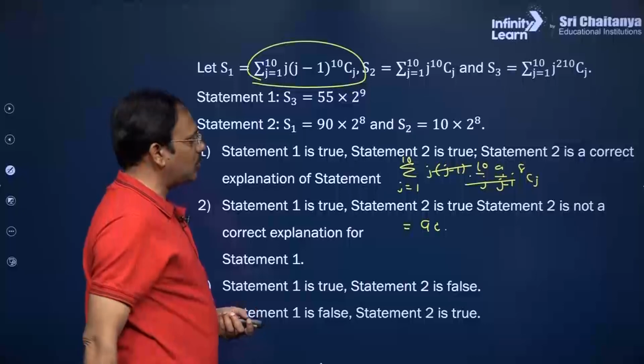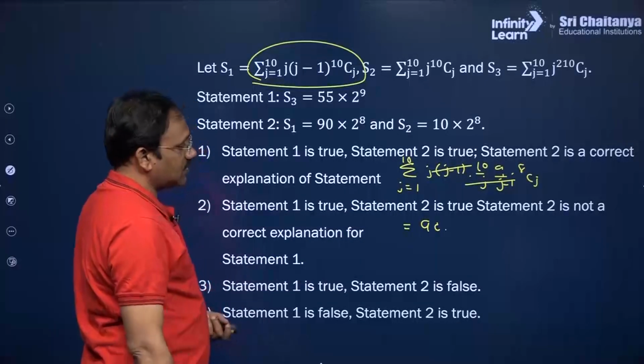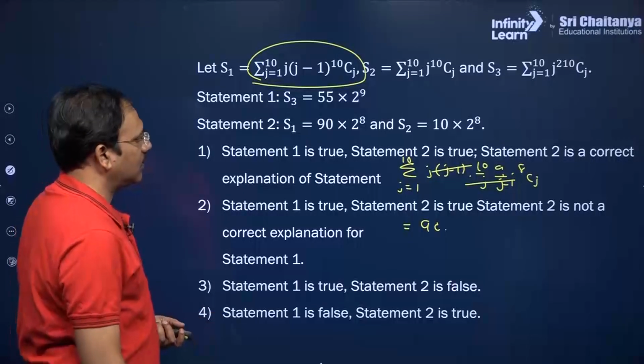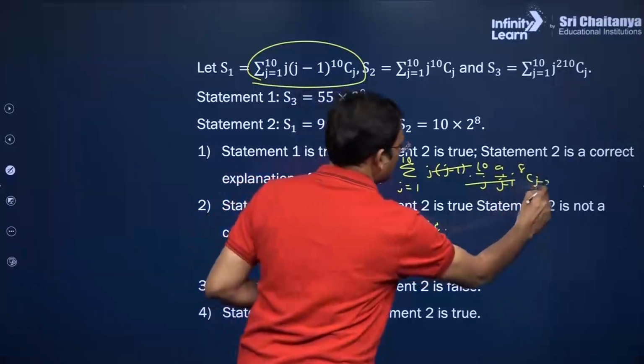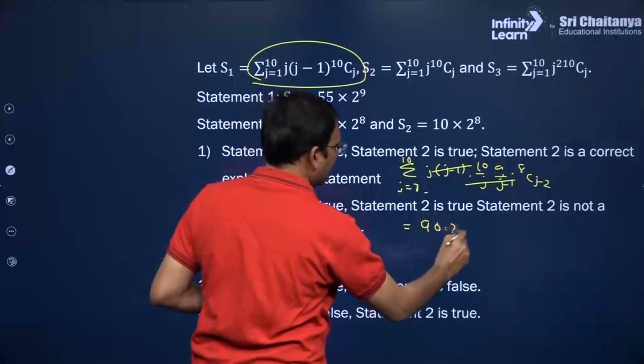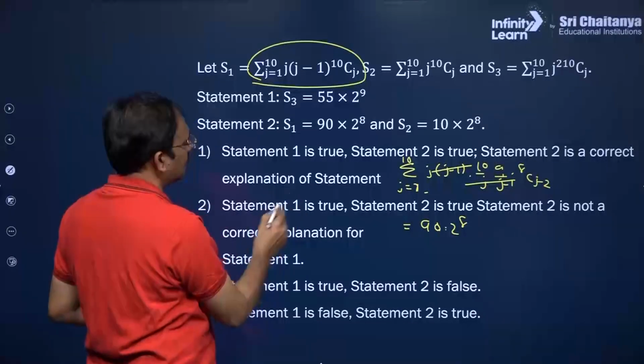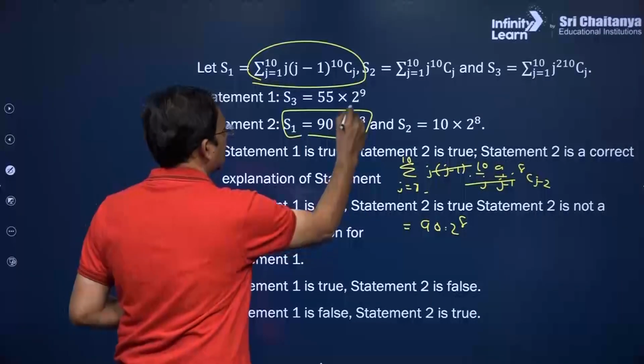Sigma J, you can run from J is equal to... J naught gets cancelled. This is J minus 2. You can put J is equal to 2 to 10, you will get 2 power 8, my dear friends. So this answer is 90 into 2 power 8, this statement is correct.